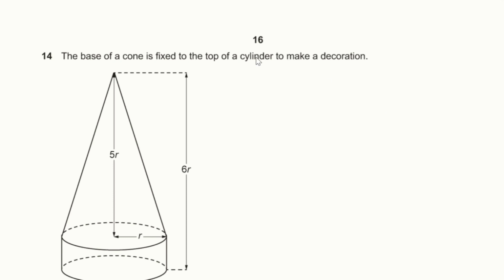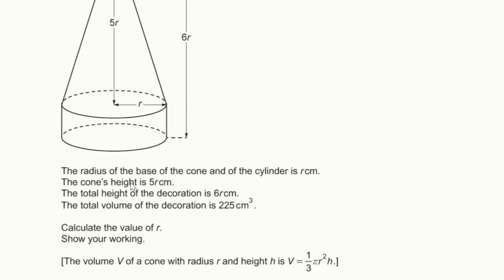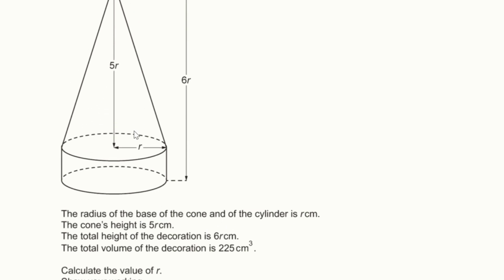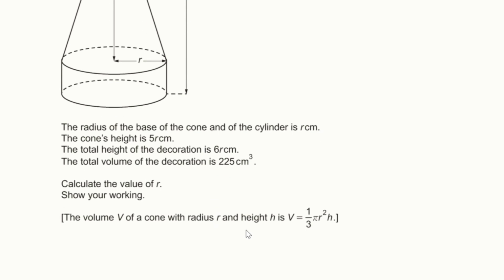Question number 14. The base of the cone is fixed to the top of a cylinder to make a decoration. That's what we see here. The radius of the base of the cone and of the cylinder is r centimeters. The cone's height is 5r centimeters. The total height of the decoration is 6r centimeters. The total volume of the decoration is 225 centimeters cubed. We have to calculate the value of r showing our working.